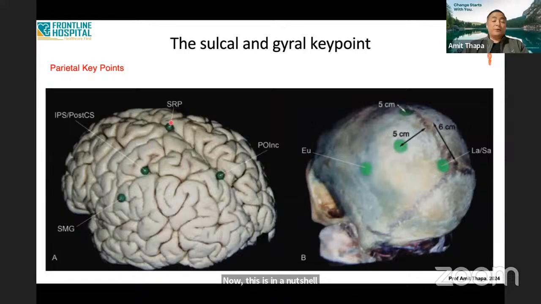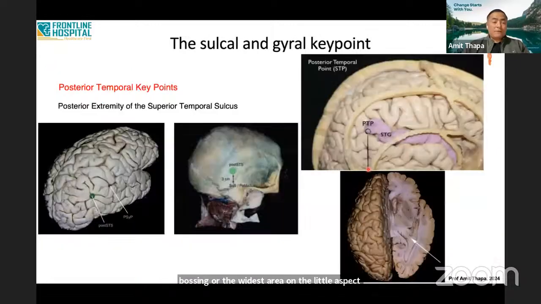So the superior Rolandic point, which is 5 centimeter from the bregma, and then the parieto-occipital sulcus, which is at the intersection of the sagittal suture and the lambdoid suture, and then the intraparietal sulcus and the post-central sulcus intersection point, which is 6 centimeter from the bregma and 5 centimeter from the midline, and the supramarginal gyrus or the euryon, which is the parietal bossing or the widest area on the lateral aspect of the skull.